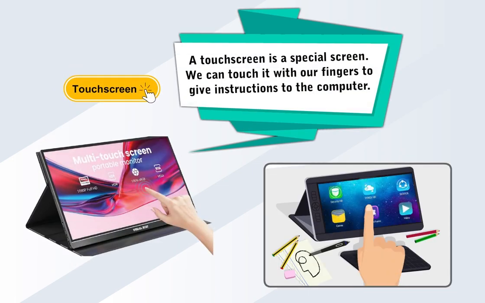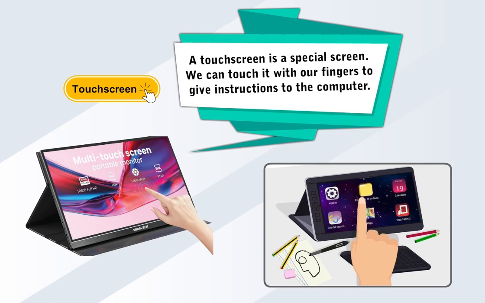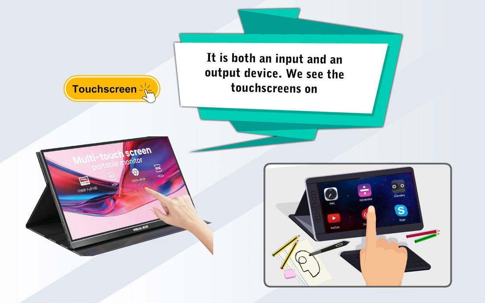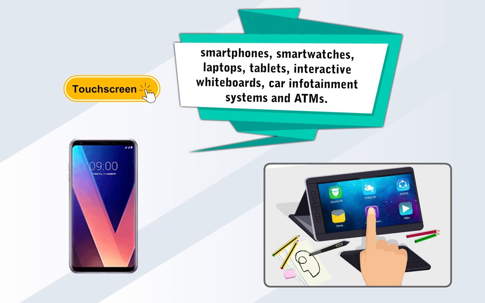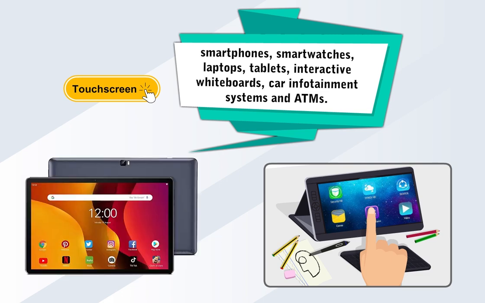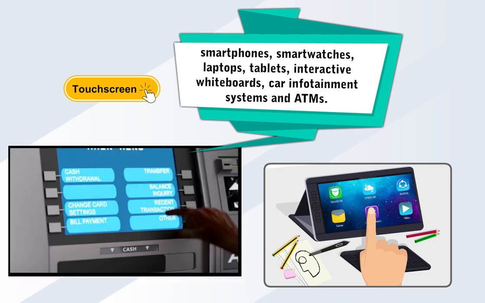Touchscreen. A touchscreen is a special screen. We can touch it with our fingers to give instructions to the computer. It is both an input and an output device. We see the touchscreens on smartphones, smartwatches, laptops, tablets, interactive whiteboards, car infotainment systems, and ATMs.